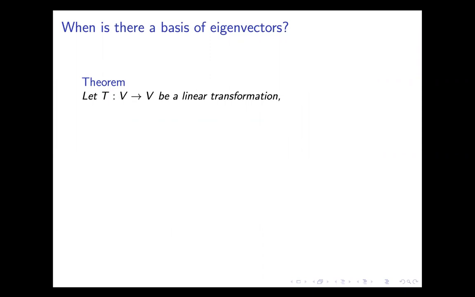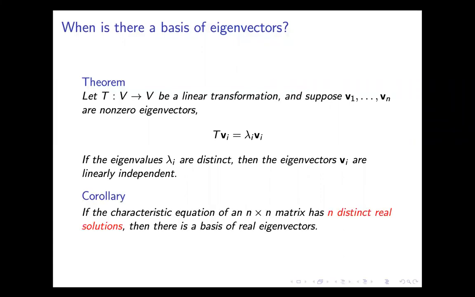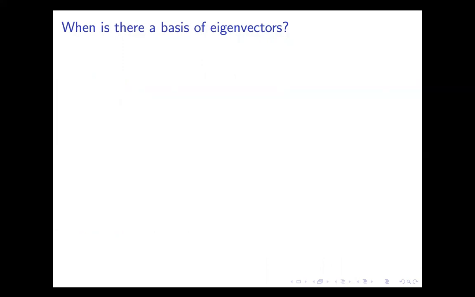Now there's another theorem. Let T be a linear transformation from V to itself, and suppose V1 through Vn are non-zero eigenvectors. So if the eigenvalues are distinct, then the eigenvectors are linearly independent. That's the theorem. And the corollary is that if the characteristic equation of an n by n matrix has n distinct real solutions, then there is a basis of real eigenvectors. Now, it is not a necessary condition. It is sufficient, but not necessary.